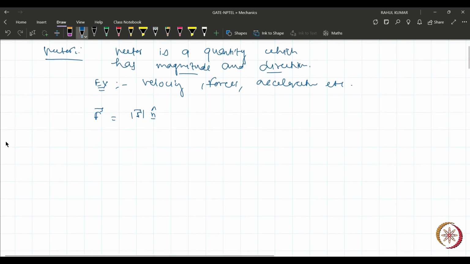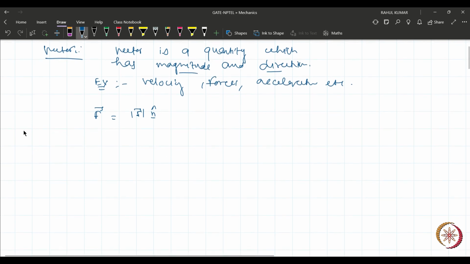Now we will use some definitions, like what is a unit vector.